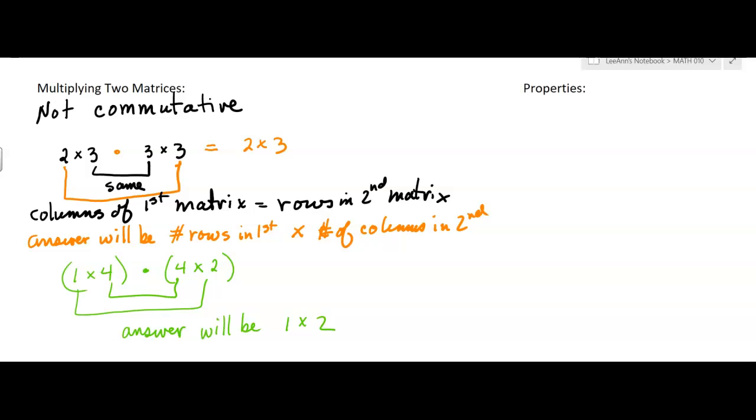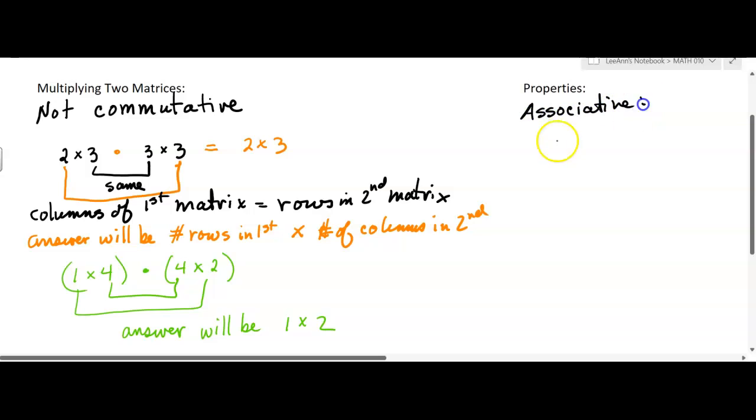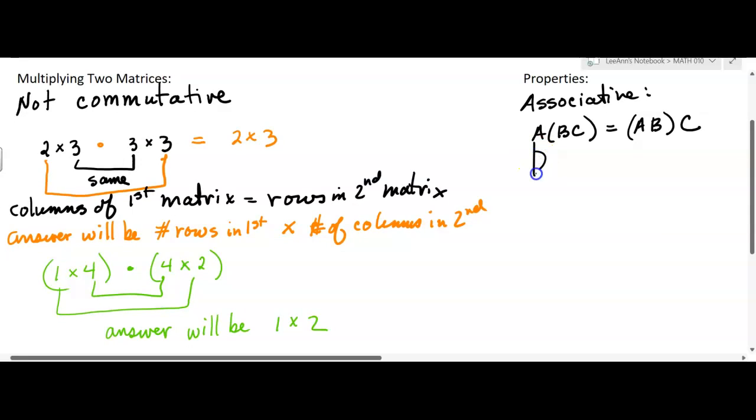Okay, so properties. Matrix multiplication is associative. So if you have A times B times C, these are all matrices, then that's A times B times C, so it doesn't matter how you associate them. It's not commutative, but it is associative. And you can also distribute.